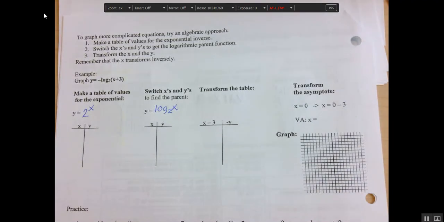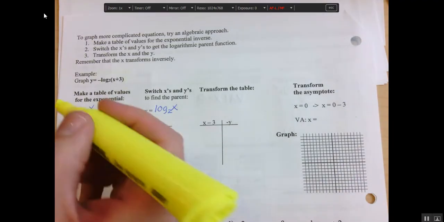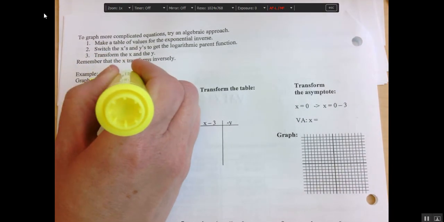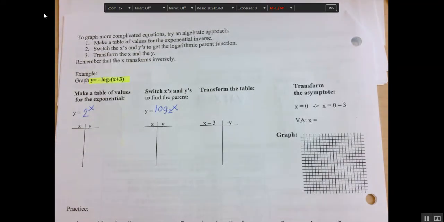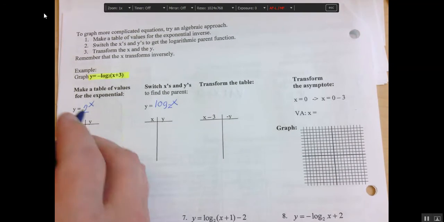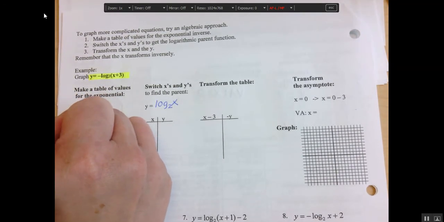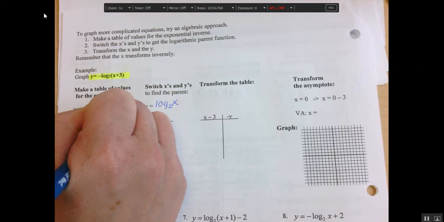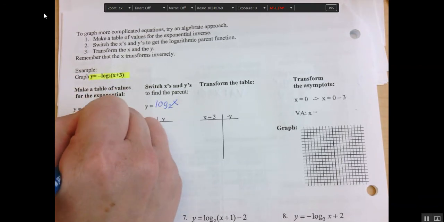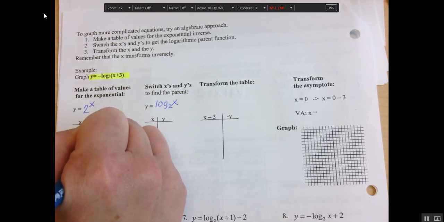And then we're going to do the transformations after that. So this is what we're graphing. Check and make sure your neighbor's on the right page. 2 to the x, we did -1, 0, 1. 2 to the -1 is 1/2. 2 to the 0 is 1. 2 to the 1 is 2.